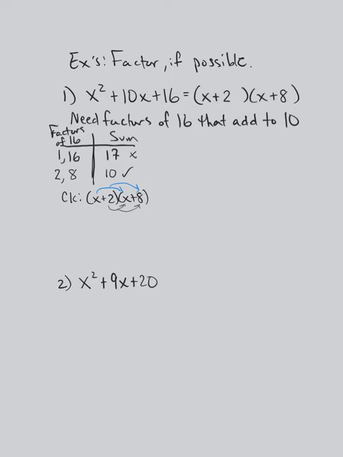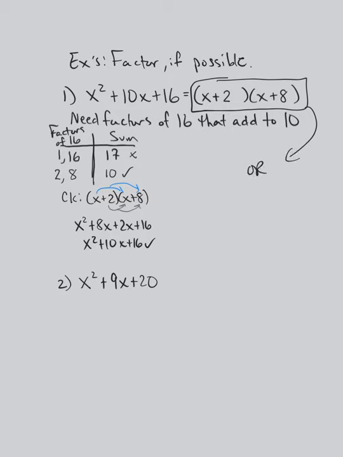Whenever we do that, we get x times x, which is x squared. We get x times 8, which is 8x. We get 2 times x, which is 2x. And we get 2 times 8, which is 16. So that's x squared plus 10x plus 16. And that does check. So now we can be convinced that that's the answer. Some of you may have gotten the answer the other way around if you paused and tried it. That's perfectly fine too. It checks as well.